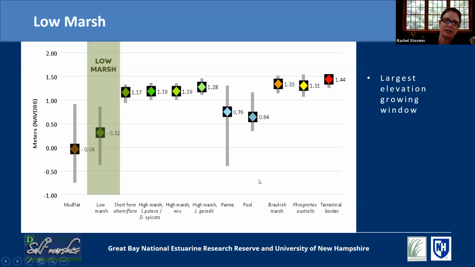And just diving in very simply, looking at the vegetated categories, our low marsh is obviously lower, but it has the largest growing window associated with it.